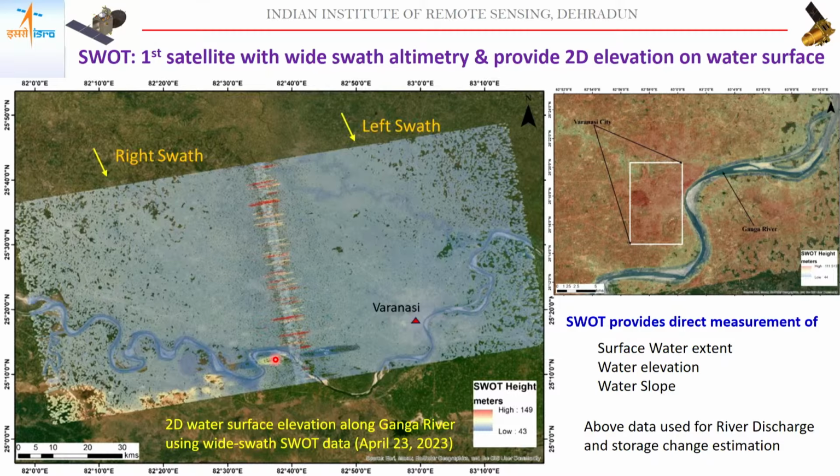Earlier we used to mask out the water bodies whenever we created the digital elevation model, but now this satellite is dedicated to generating the time series of water level. So what you see here is the Varanasi area, and we are seeing the change in water surface elevation from upstream to downstream. This data is available globally from July 2023 onwards, which will provide us surface water extent, elevation, and the water slope.